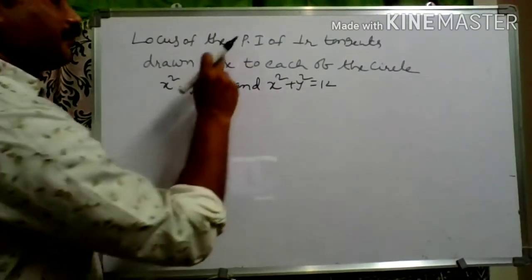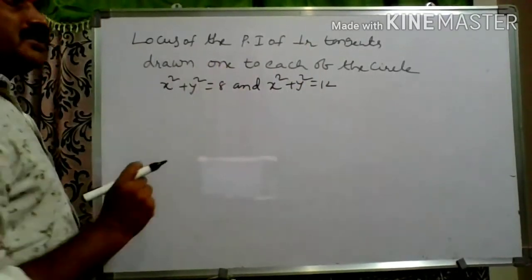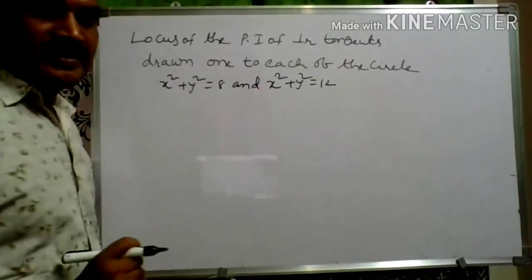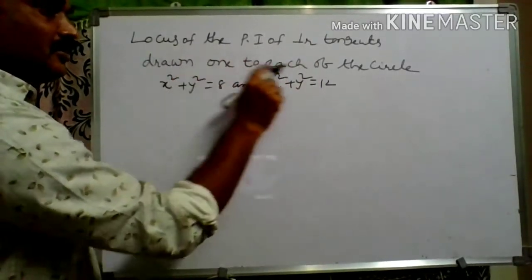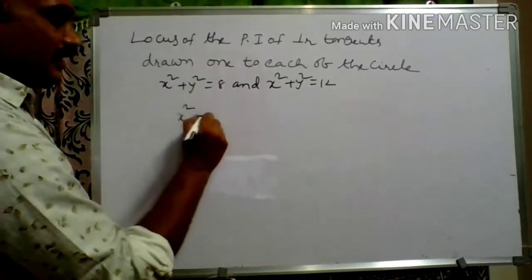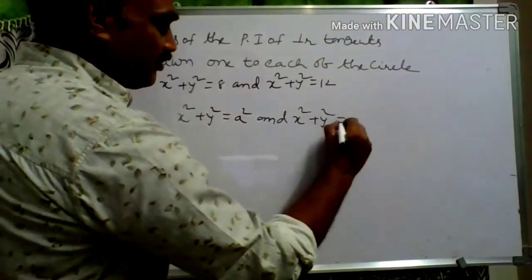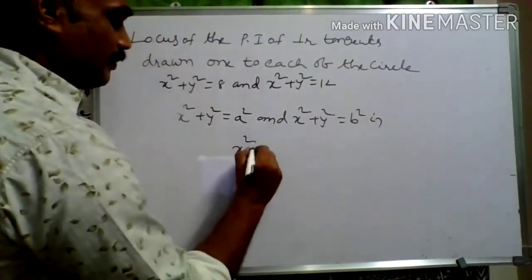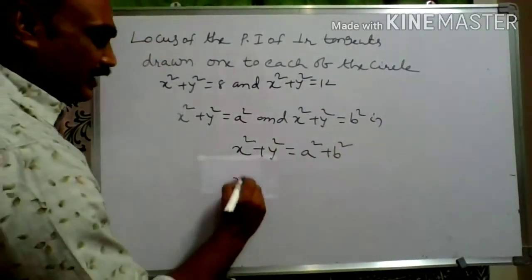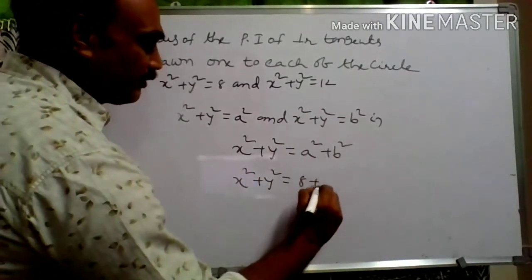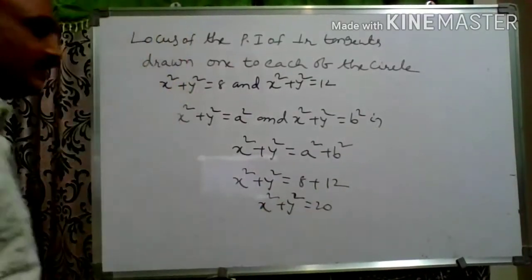Next problem, locus of the point of intersection of perpendicular tangents drawn one to each of the circle. Locus of point of intersection of perpendicular tangents is called director circle. Since the circles are x square plus y square is equal to a square, and x square plus y square is equal to b square, the formula is x square plus y square is equal to a square plus b square. So here a square is 8, b square is 12. Therefore, circle equation is x square plus y square is equal to 20.